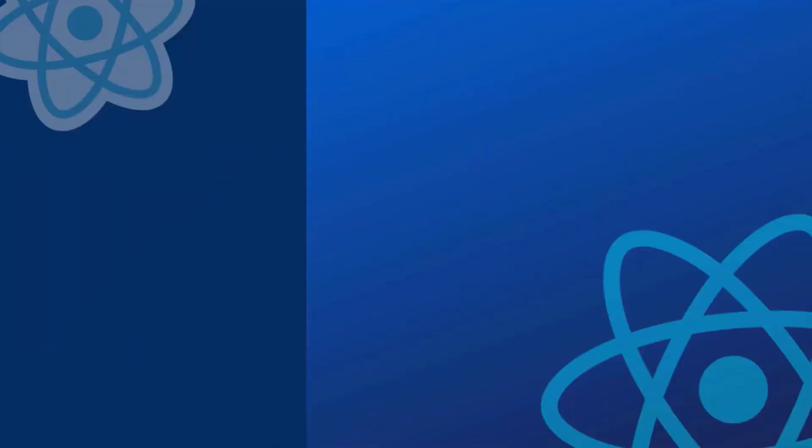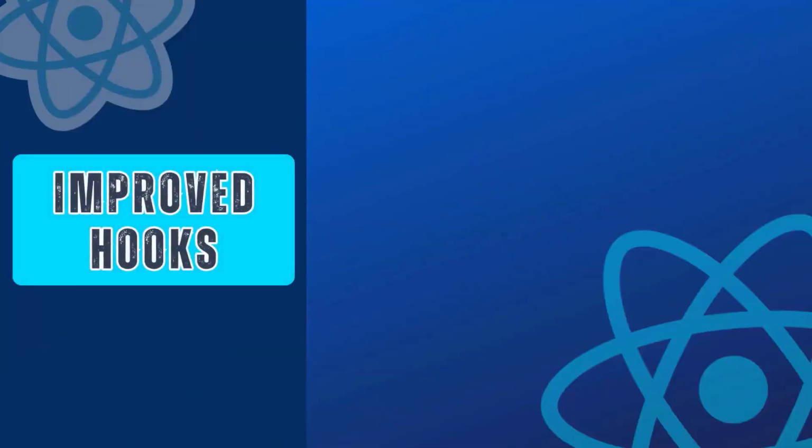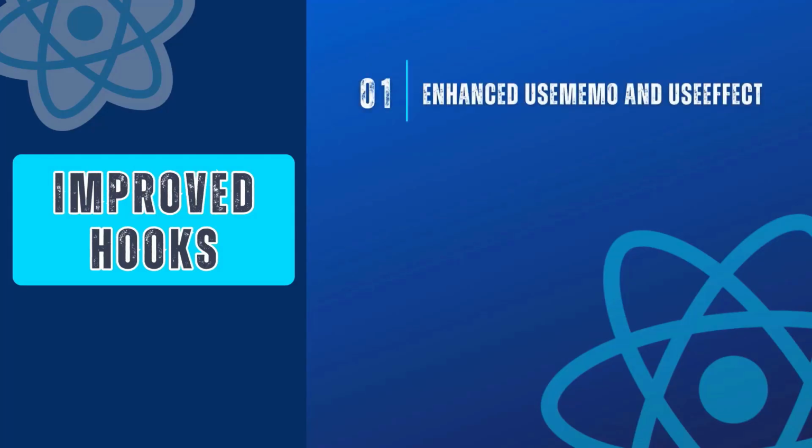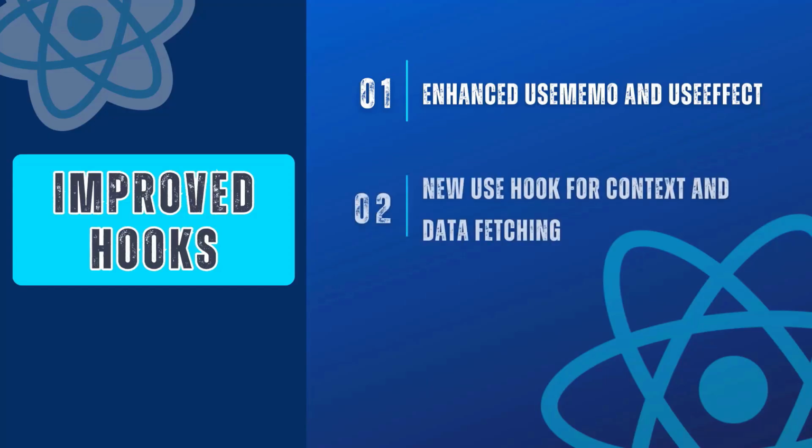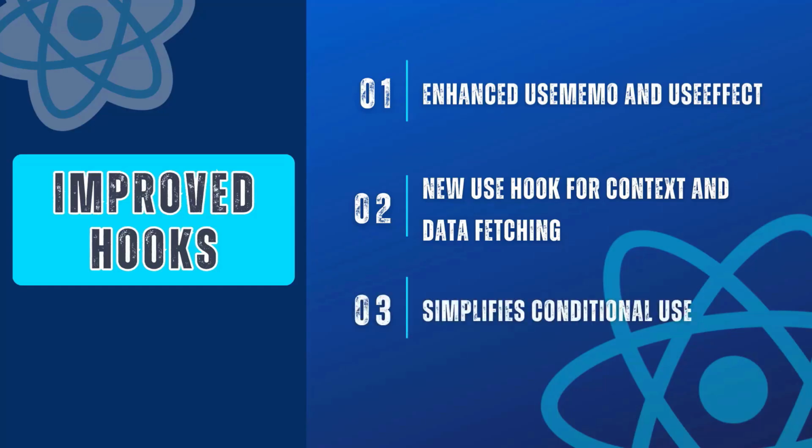We have also got some improvements to existing hooks, useMemo and useEffect. These hooks have been improved to offer better performance and more control over their behavior, making state and effect management more efficient. The new use hook simplifies accessing context and fetching data, allowing for more intuitive and flexible component logic. This improvement means you can now use hooks conditionally within your components, making your code more dynamic and adaptable.